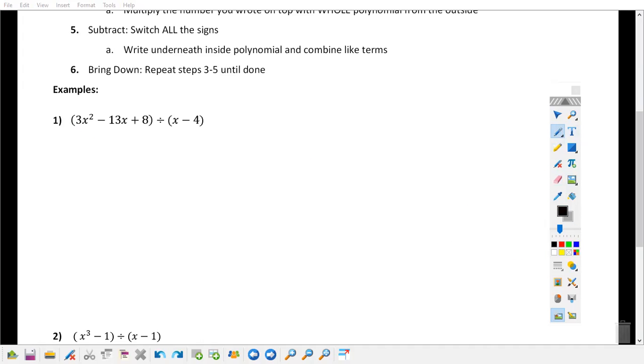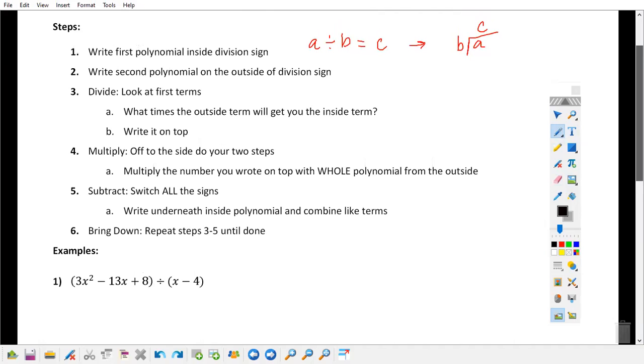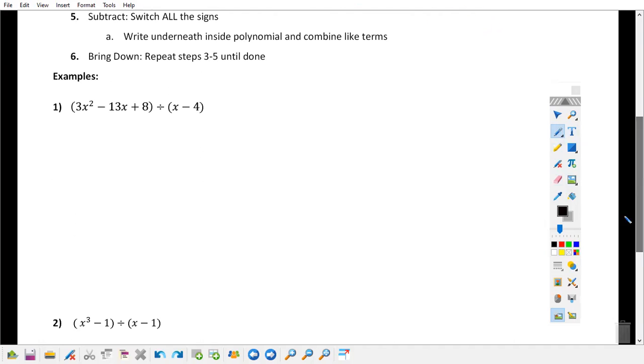All right, so step one says that we're going to write the first polynomial inside the division sign. When we write it inside, we want to make sure that all terms are there. So there's nothing missing from a power of 2 all the way down to a power of 0. Okay, so that's going to go inside. So we have 3x squared minus 13x plus 8. Then we're going to write our divisor on the outside, which is x minus 4. So that's step 1 and step 2.